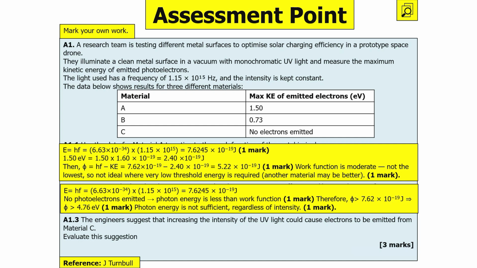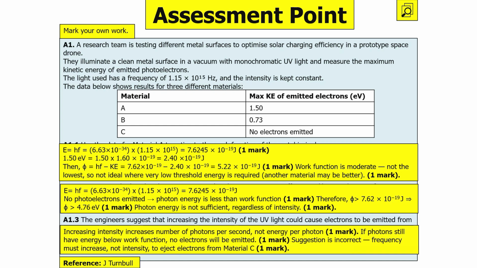So our photon energy is not sufficient, regardless of the intensity of the light being hit onto the metal surface. Finally, increasing the intensity increases the number of photons which hit the electrons per second, but not the energy per individual photon. If the photons still have energy below the work function, no electrons will be emitted from the surface. So the suggestion is incorrect. Frequency must increase, not intensity, to eject electrons from material C.